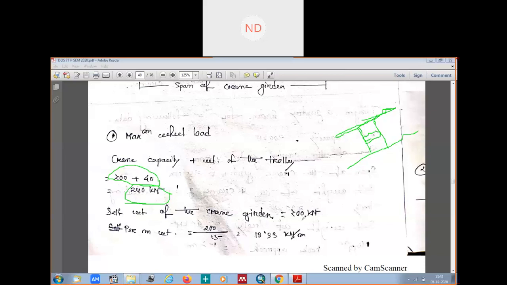Since we know the self-weight of the crane girder is 200 kilonewton, now we can calculate the per meter weight of the crane girder. The crane girder was 15 meter, so 200 by 15 is equal to 13.33. So we got our UDL, that means the per meter weight of the crane girder, to be 13.33 kilonewton per meter.